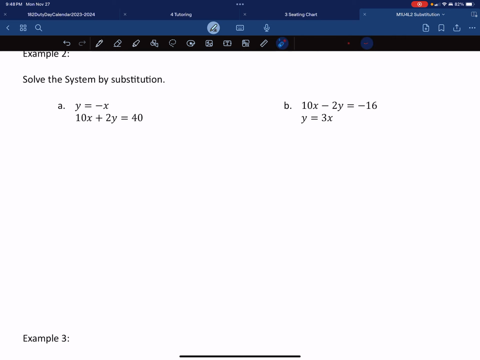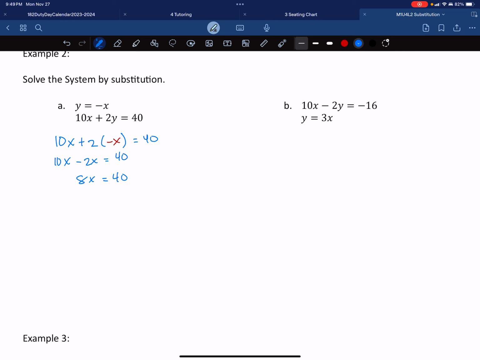Since it's already solved for y, I'm just going to plug in negative x for this y here. So we're going to have 10x plus 2, and I'm just going to write negative x equals 40. Now I'm just solving for x. We have 10x, simplify it, it's going to be minus 2x equals 40.